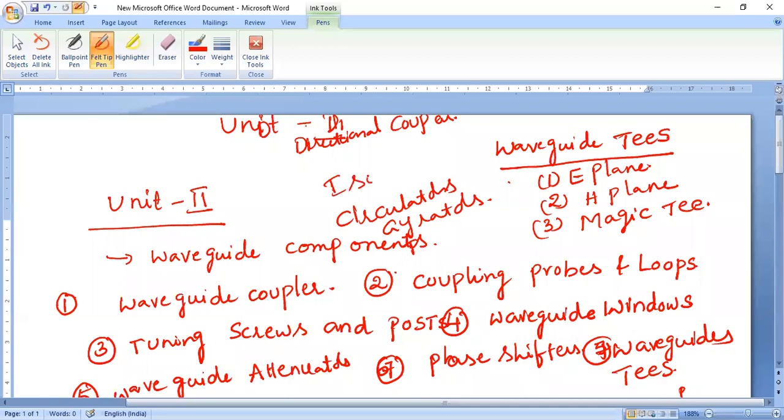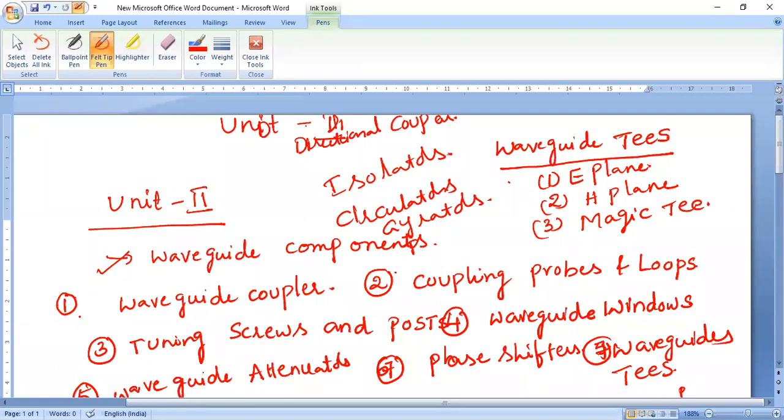Isolators. Whatever I wrote here, we are going to discuss all these components in Unit 2. Are you getting what components we are going to discuss in Unit 2? First, we will see all these come under the category of waveguide components.